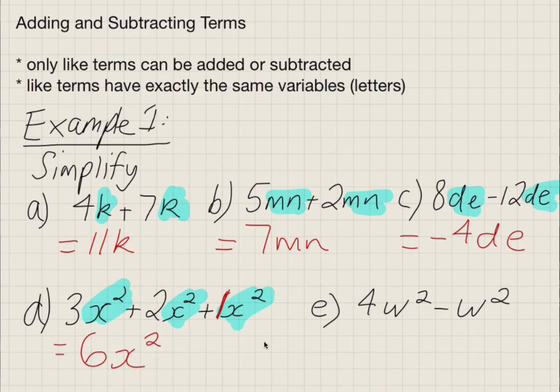In part E, we have w squared and w squared. They are like terms, and once again, there is an invisible 1 in front of the w squared. So 4w squared minus w squared. 4 minus 1 is 3w squared.